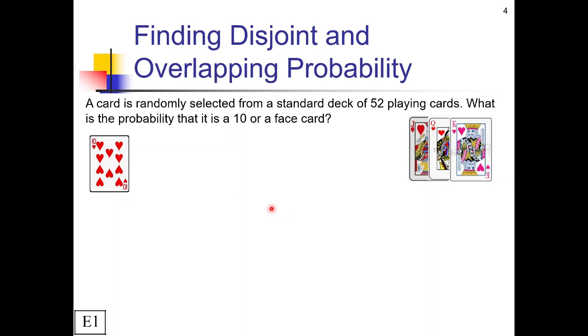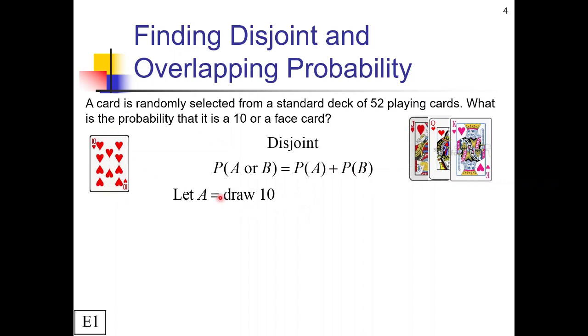So first, it's a good idea to figure out what type of probability you're dealing with. Since there are no 10s that are also face cards or vice versa, these are disjoint events. There's no overlap between them. So we can use just our regular add the probabilities format. Specifically, P of A plus P of B. Let me just clearly identify what A and B are in this situation. A is drawing a 10. Well, B is drawing a face card. So we just need to find these two probabilities and add them.